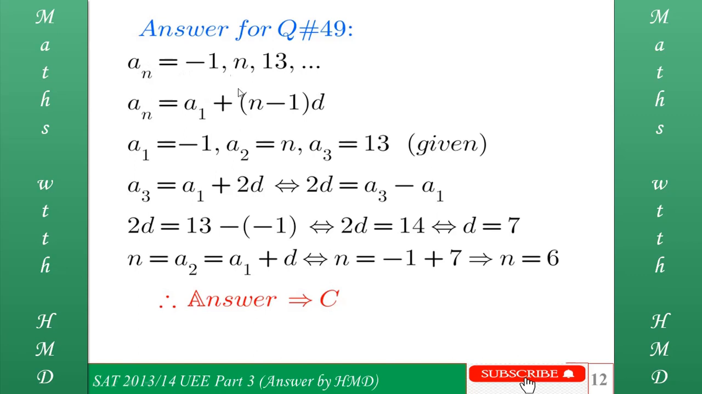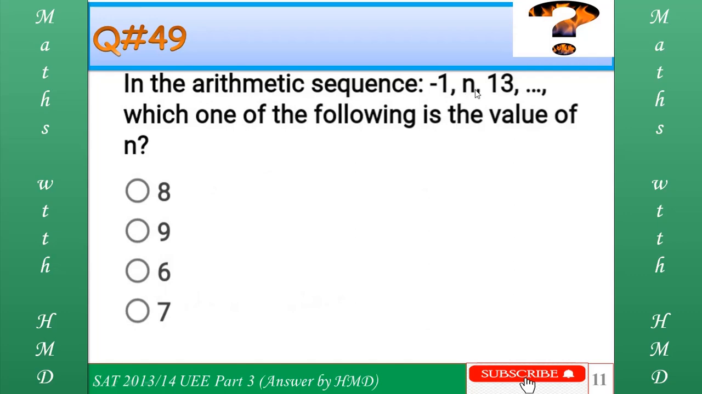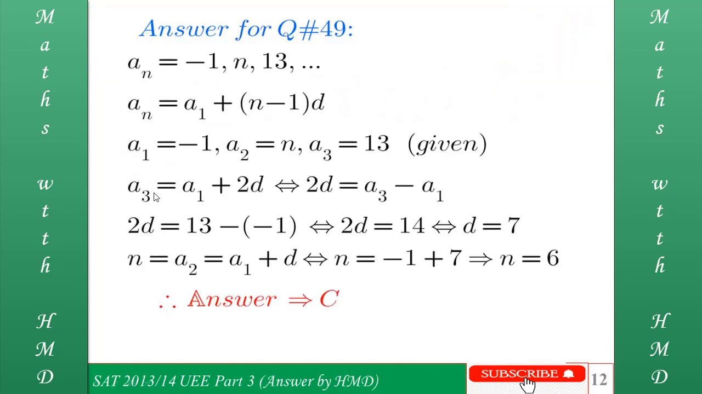The general term of the arithmetic series is given by -1, n, 13, and it will continue like this, and we are asked to find the value of n. So generally, as we have mentioned earlier, an, which is the general term of an arithmetic series, is given by a1, which is the first term of the series, plus n minus 1 times the common difference d. So here a1 is -1, which is given here. a2 is n, which is given here. a3 is 13, which is given here. Those are given in the question, right? You can see again this one, -1 and 13.